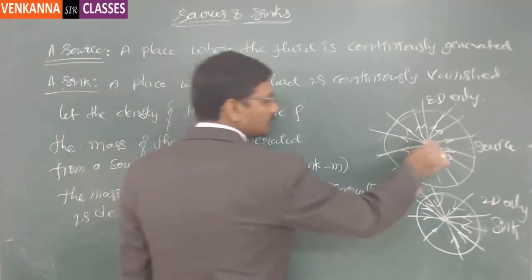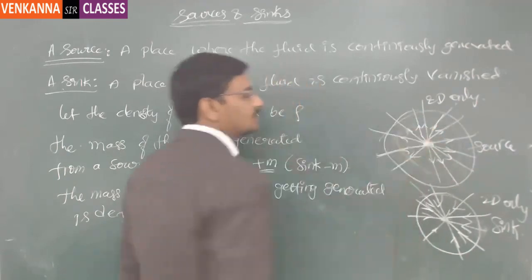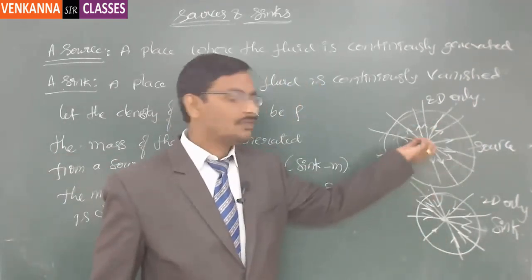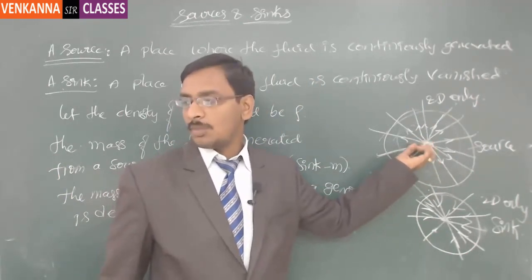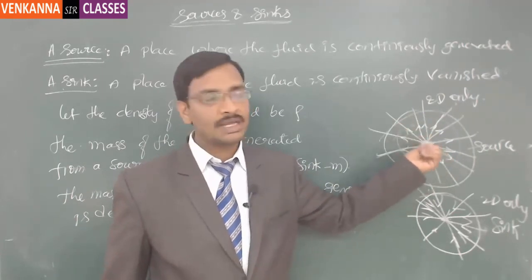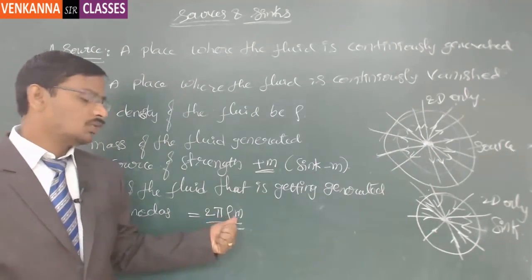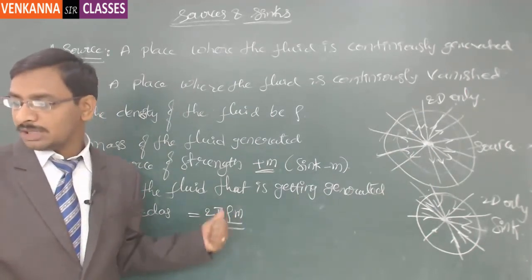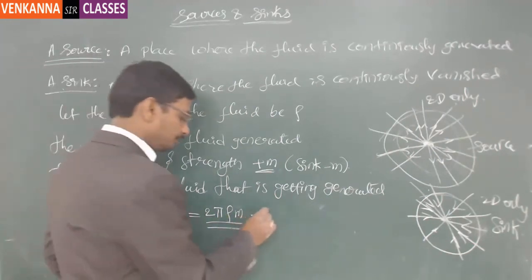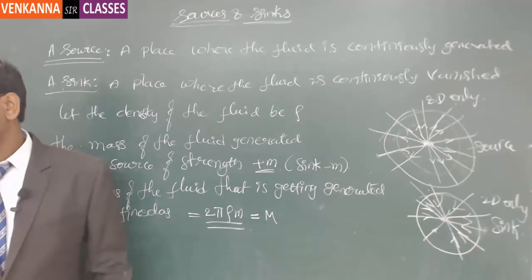That means if the fluid is getting generated and we want to identify the strength, the way it was defined was by taking a 1 meter radius and counting how much fluid is crossing this 1 meter radius within 1 second. This is what is defined as 1 unit of the strength. So that strength is nothing but 2 pi into 1 into m. If you multiply it with rho, then this will become the mass of the fluid. Got it? So this is how it is defined.